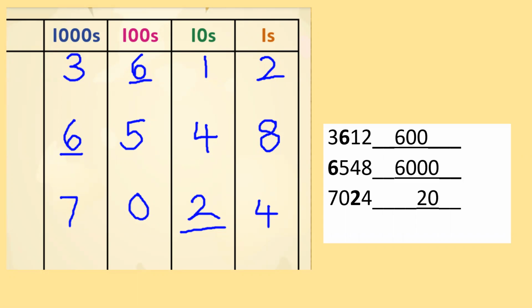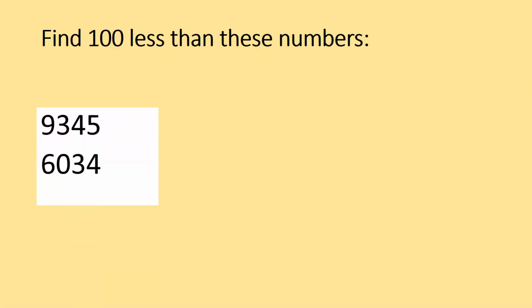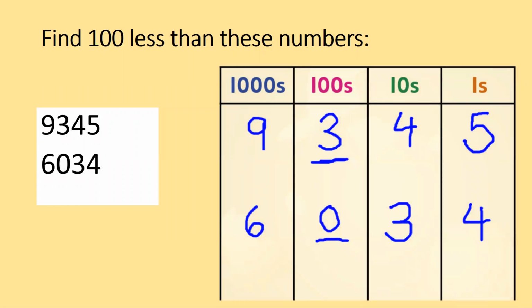Now let's move on to another question. For this one, it's asking us to find 100 less than a given number. Again, I've got some examples to show you. Again, I'm going to use a place value grid to help me. I have written the numbers out. You can see in the hundreds column, I have underlined those numbers because those are the numbers that I am interested in. Let's try and solve the first one.